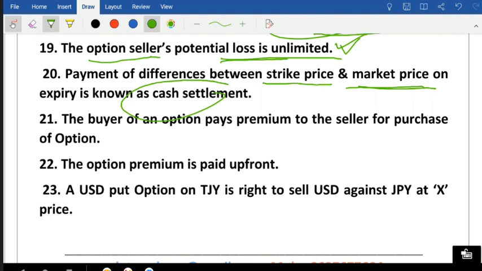The buyer of an option pays a premium to the seller for the purchase of the option. The option premium is paid upfront, which means you have to pay it beforehand.